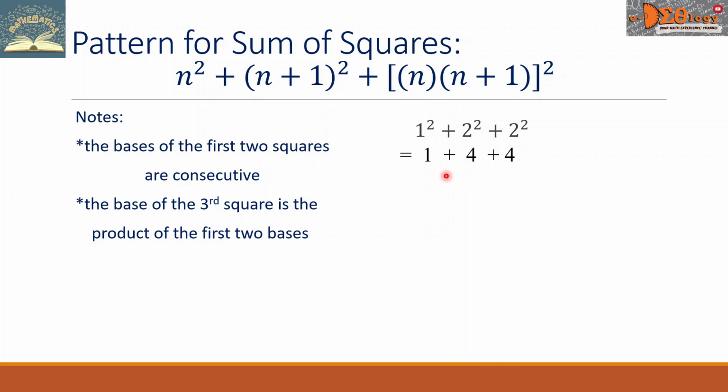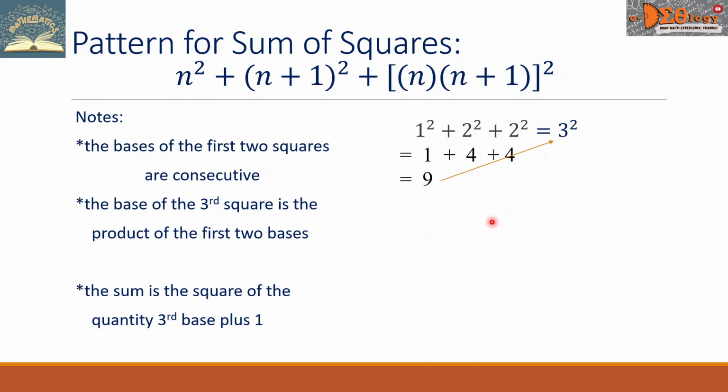1 squared is 1, plus 2 squared is 4, plus another 2 squared, which is 4. Finally, the sum is 9. Note that this 9 is 3 squared. Then we can conclude the sum is the square of the quantity third base plus 1. Our third base is 2, plus 1 becomes 3. Then we will square. Let us follow this pattern with other examples.